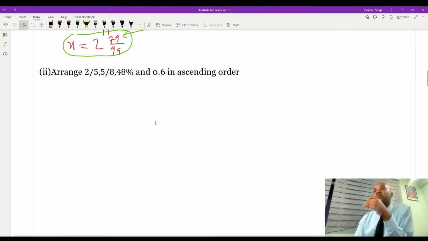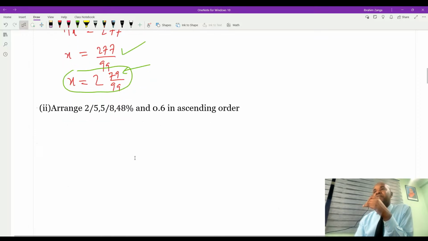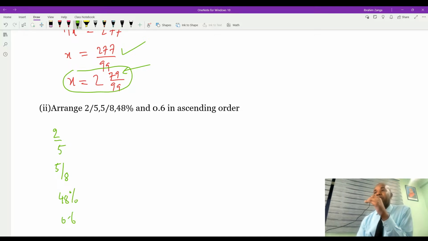Now this is B with part 1, and we go to part 3. Arrange 2 over 5, 5 over 8, 48% and 0.6 in ascending order. So you have 2 over 5, you have 5 over 8, you have 48%, you have 0.6. So we are going to present this in one similar form, and I prefer to present them in percentages.